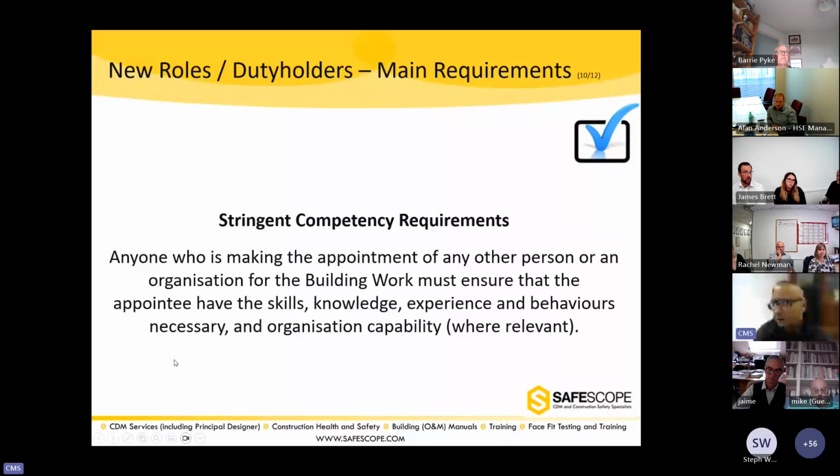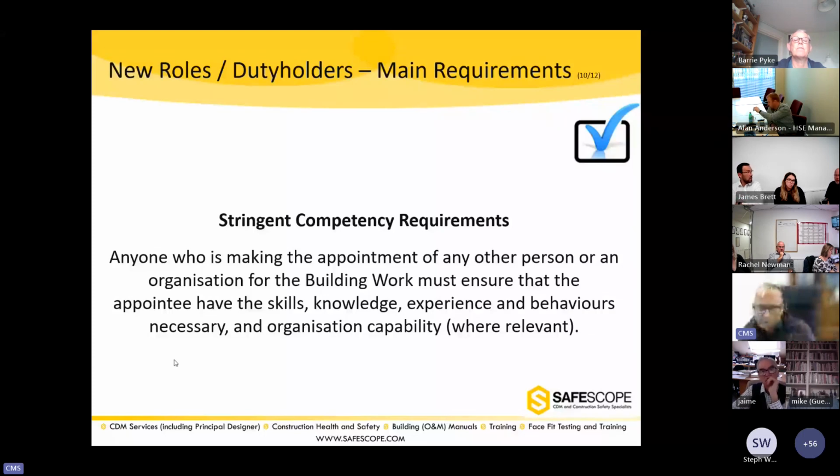There are stringent competency requirements, and what's been added is that anyone who is making the appointments under the Building Safety Act must ensure the appointees have the skills, knowledge, experience. That's all fine. We are familiar with those words under CDM regulations. But what's been added to it is behaviors necessary. What are those behaviors? We're going to come to that in 2 seconds. And organizational capability where relevant. So whoever is appointed, they must show that they are competent.